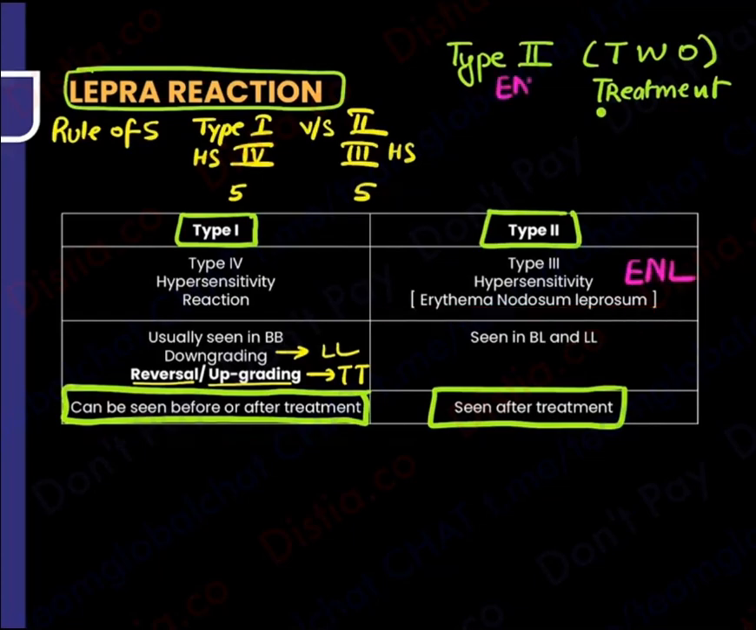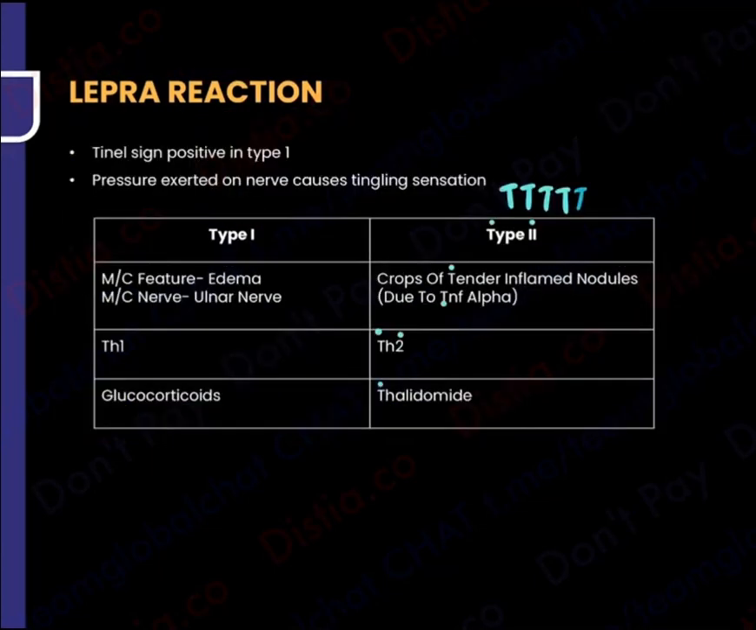Type 2 is known as ENL, and now I'll tell you all the T's that are affiliated with it. Firstly, when I said erythema nodosum leprosum, you will learn that T is for tender nodules. Why are they tender? Because of release of TNF alpha, T for TNF alpha. What is the hypersensitivity response?